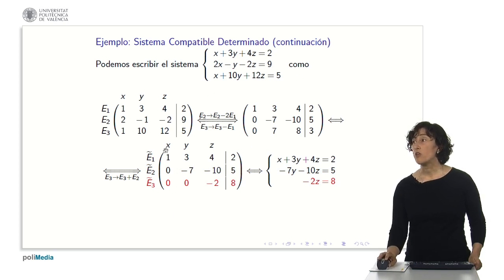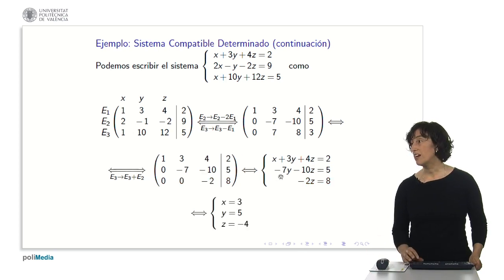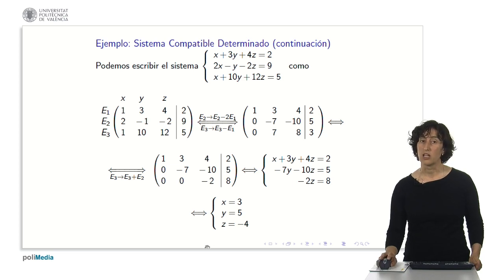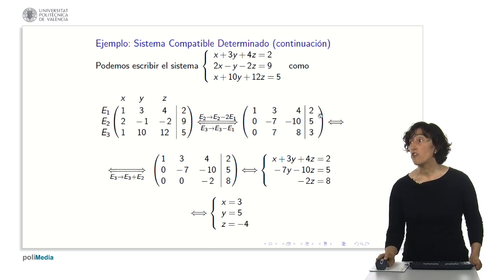As you can see, this way of working is much more visual than the previous one, and the result is exactly the same. We have obtained exactly the same equivalent system, from which we can solve for z and obtain that z is worth minus 4, y is worth 5, and x equals 3. The result is exactly the same. As you can see, this way of working is much simpler. We make zeros below this line, and it looks much more visual. Well, this is what happens for a determined consistent system.